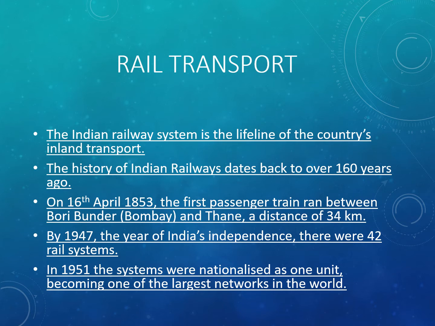This station was rebuilt as Victoria Terminus later in 1888, named after Queen Victoria. Since then, Indian Railways has grown into a vast network. By 1947, the year of India's independence, there were 42 rail systems. In 1951, the systems were nationalized as one unit, becoming one of the largest networks in the world.